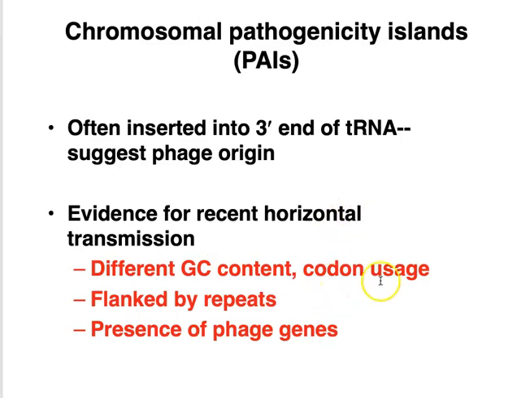The other thing we can look for is codon usage. Obviously, the genetic code is degenerate, and there's multiple codons for single amino acids, and the microbes will have their preferred codons. But if you find a stretch of DNA that has unusual codon usage, odds are it came from someplace else, and again, the microbe hasn't had a chance to smooth that out. Are they flanked by repeats? These repeats often suggest sites of recombination. And then obviously the presence of phage genes, if there are capsid protein-encoding genes and so forth around the insert, odds are it came from a phage.